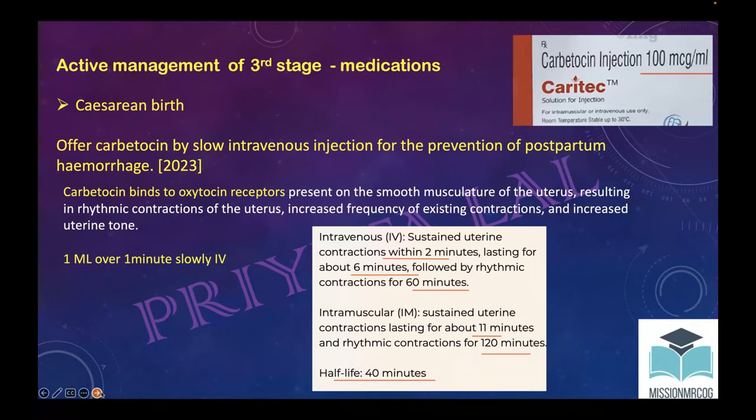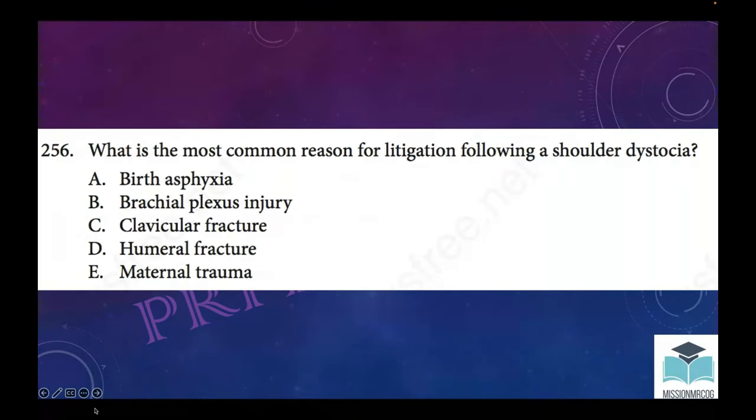So this is very easy. What is a common reason for litigation in shoulder dystocia?